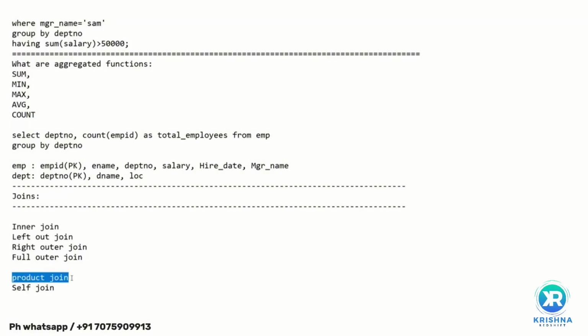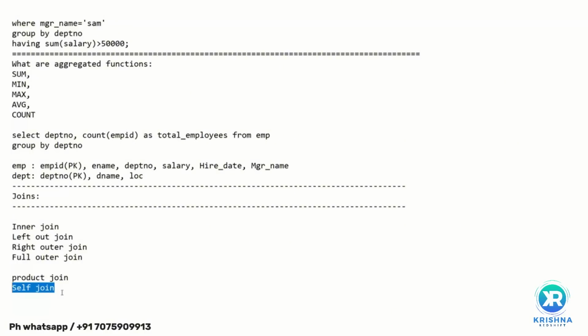Another thing is product join. Sometimes we face performance issues, and at that time we see what this product join is. Self join means joining the same table with itself. Self means itself. Generally for a join, how many tables do you need? You need two tables, right? You need two tables for joining purposes. But sometimes we need to join with the same table. That is called self join.